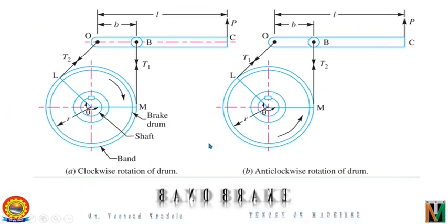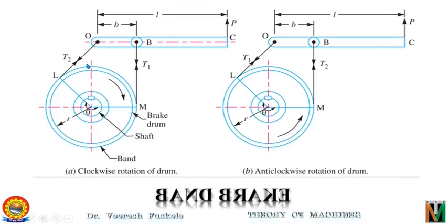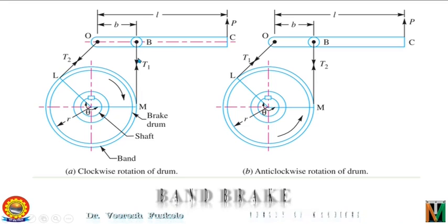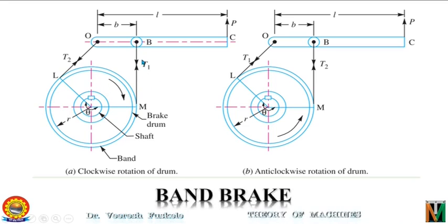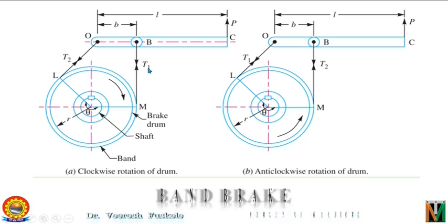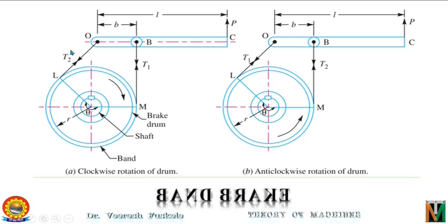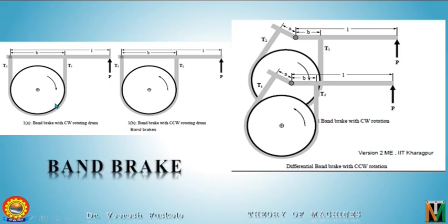This is the line diagram for the band brake. You can see this is the band or the rope or the belt. In this case the drum is rotating in the clockwise direction. So this side will be the tight side and this side will be the slack side. We denote the tight side as T1 and the slack side as T2. And in this direction the force will be applied. These are the pivot points. If the drum is rotating in the anti-clockwise direction, then this will be the tight side and this will be the slack side.